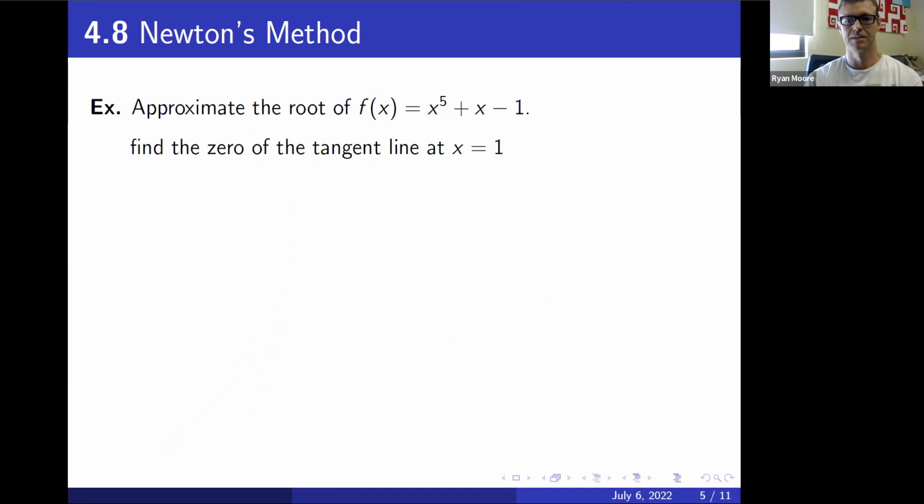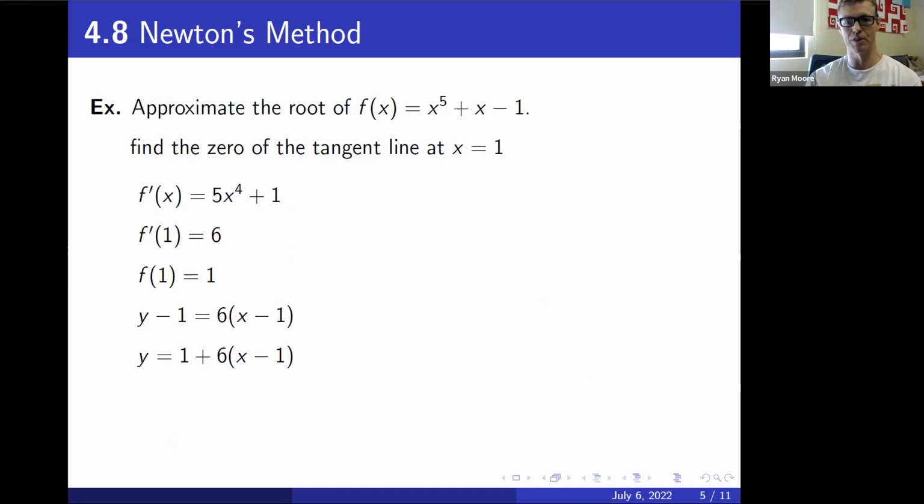Let me repeat the function and our strategy: find the 0 of the tangent line at x equals 1. First thing we need to know is the equation of that tangent line. Here are all the steps for that. To find it, of course, we need a derivative, 5x to the fourth plus 1. We plug 1 into that, giving us 6. That tells us the slope of the tangent line. We also need to know f of 1, so we know where that point occurs. It turns out f of 1 equals 1 as well.